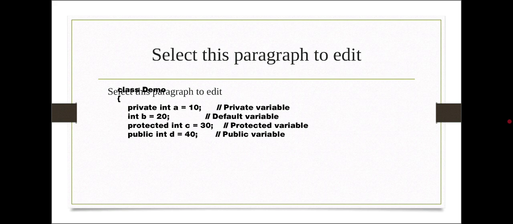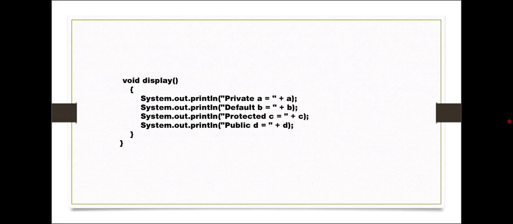So this is the program. First we have declared some variables. Variable a has a value 10 and is declared as private. If I am not mentioning any access modifier, it is automatically taken as the default modifier, so integer b is a default modifier, c is given protected visibility and d is given public visibility. If I print the value with System.out.println of a, it won't print the value of a.